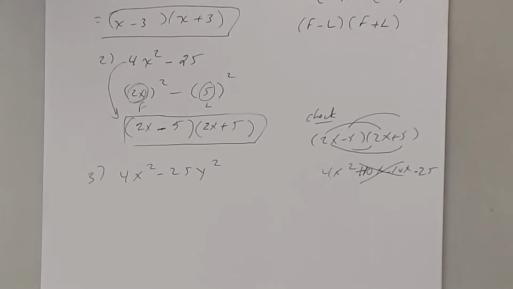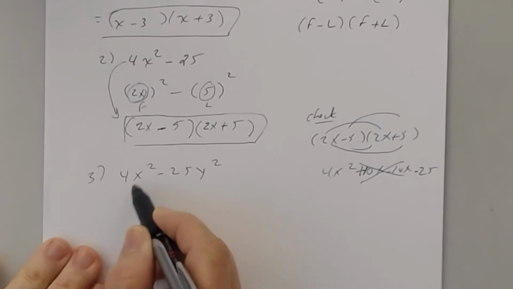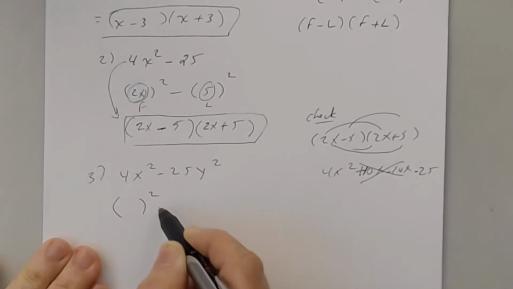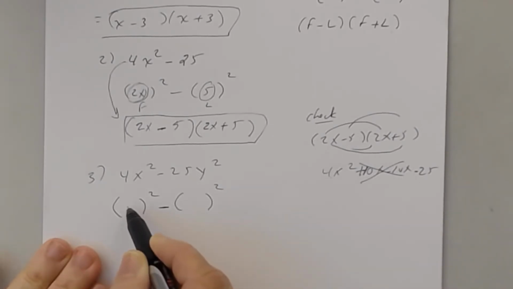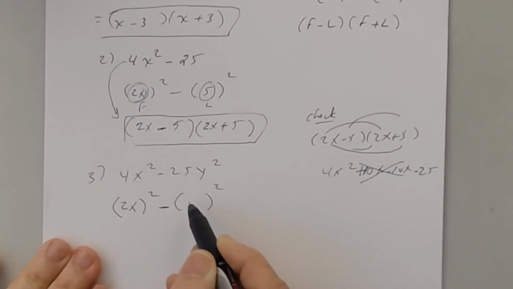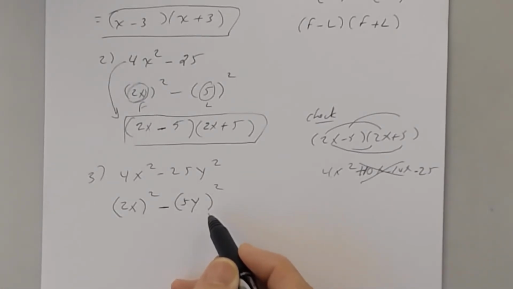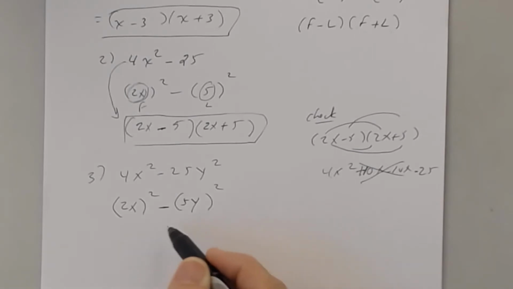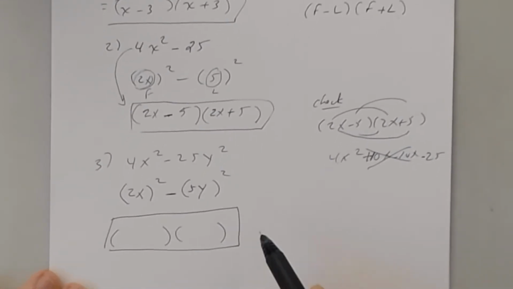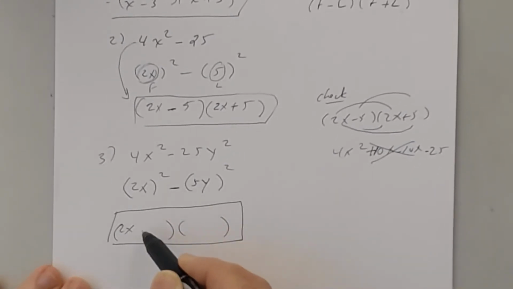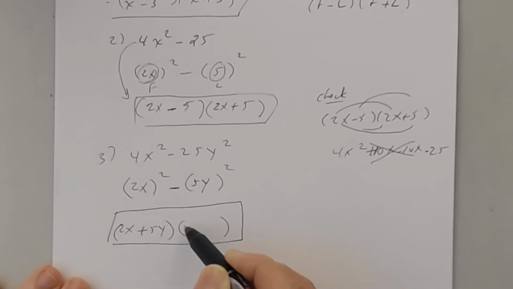Okay, so if it is, then that means I can rewrite the first term as something times itself minus the last term as something times itself. What goes inside the parentheses? 2x. Very good, because 2x times 2x is 4x squared. What goes inside the parentheses here? 5y, because 5y times 5y is 25y squared. So basically, I know what the answer is. What are my two binomials? 2x plus 5y, 2x minus 5y, and that's it. That's your answer.